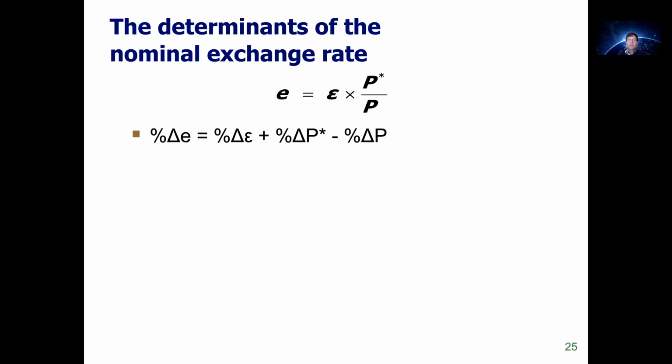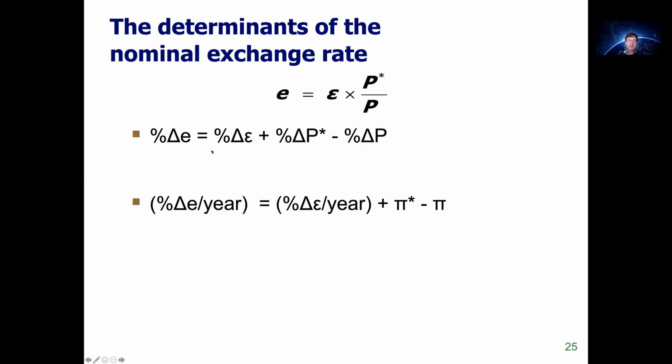So we can do this, take logs and take the change and get percent changes like usual. The percent change in the nominal exchange rate is equal to the percent change in the real exchange rate, which is determined by long-run forces, plus the percent change in the foreign price level minus the percent change in the domestic price level.